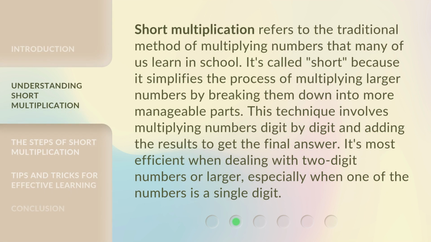Short multiplication refers to the traditional method of multiplying numbers that many of us learn in school. It's called short because it simplifies the process of multiplying larger numbers by breaking them down into more manageable parts. This technique involves multiplying numbers digit by digit and adding the results to get the final answer. It's most efficient when dealing with two-digit numbers or larger, especially when one of the numbers is a single digit.